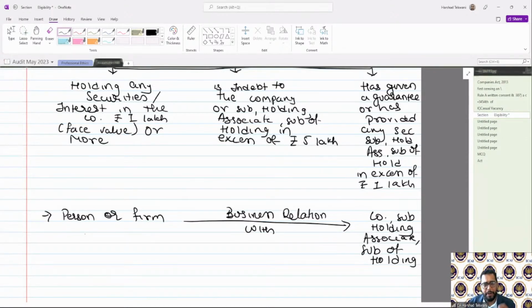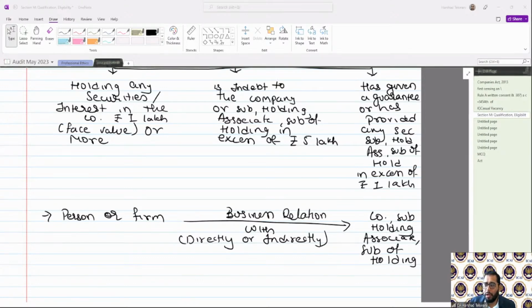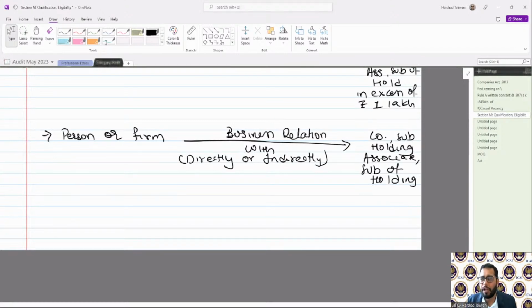If a person or a firm has a direct or indirect business relationship of such nature as is prescribed, then that person will not be eligible for appointment as an auditor. Now, there are certain things prescribed in the business relationship. So when I say business relationship, what does that mean? It means a transaction of a commercial nature. If there is any transaction entered into for a commercial purpose, it will be counted as a business relationship.